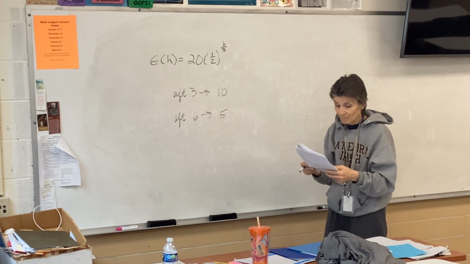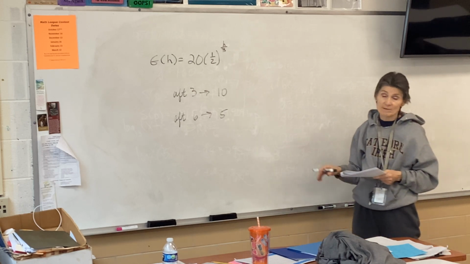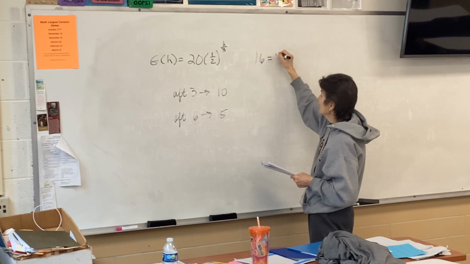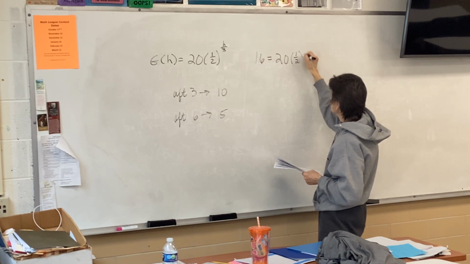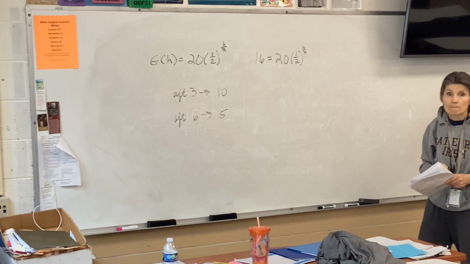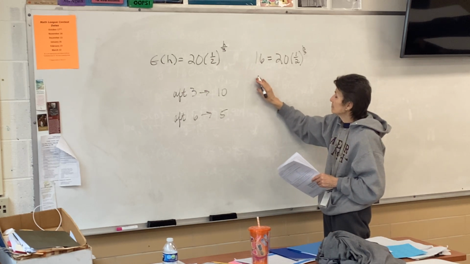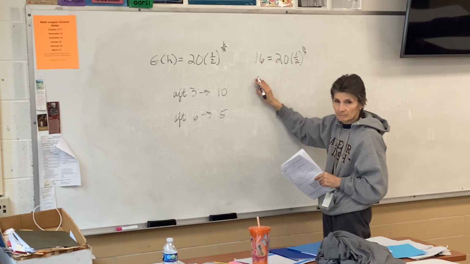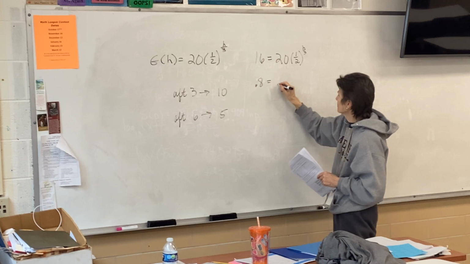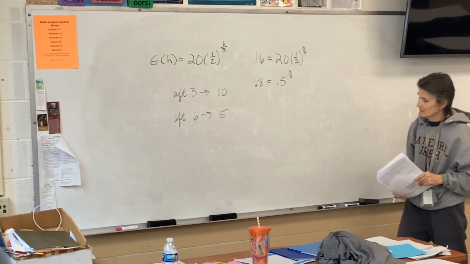Okay, look at the next one. After how many hours will there be 16 milligrams left? Okay, this is not going to be so easy. Go back to your equation. 16, and we want to know how many hours that's going to take. So let's divide by 20. Is that 0.8? I feel like I should know that. I'm going to use some decimals here to make my life a little bit easier.